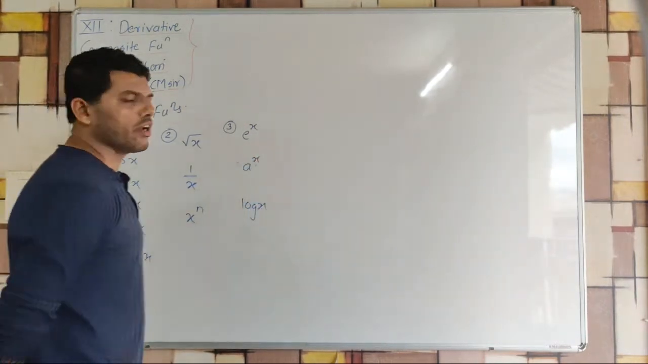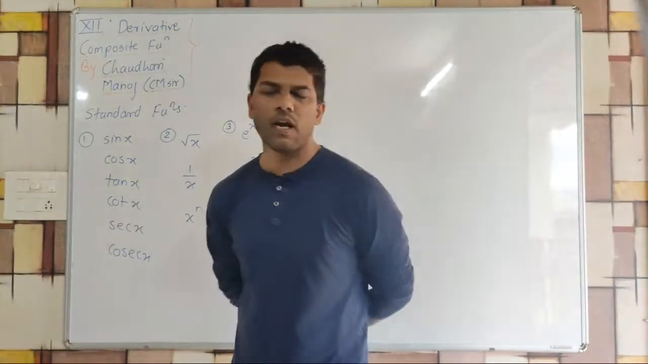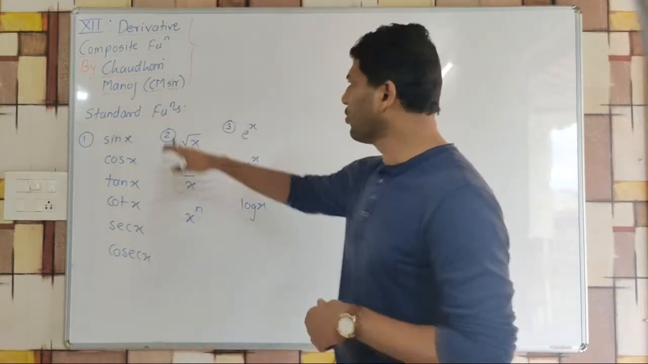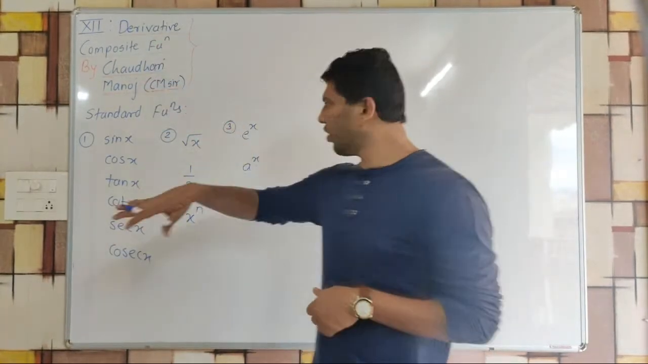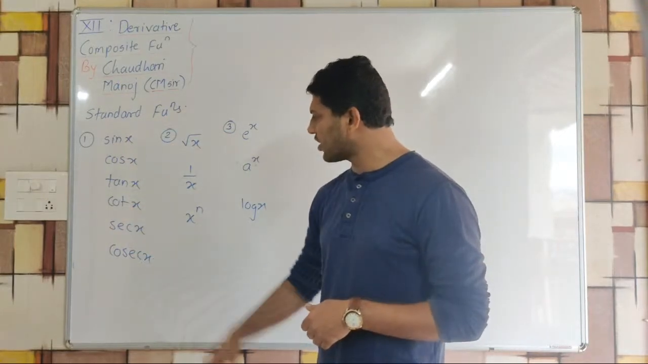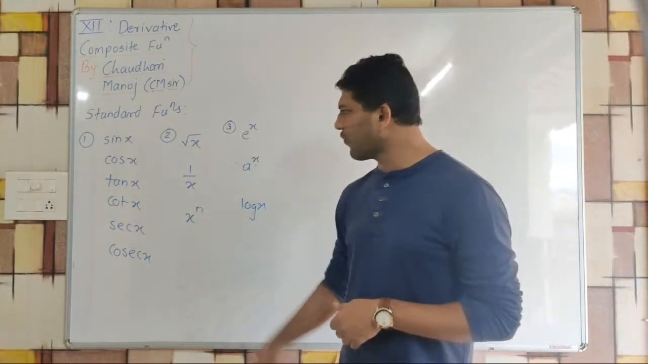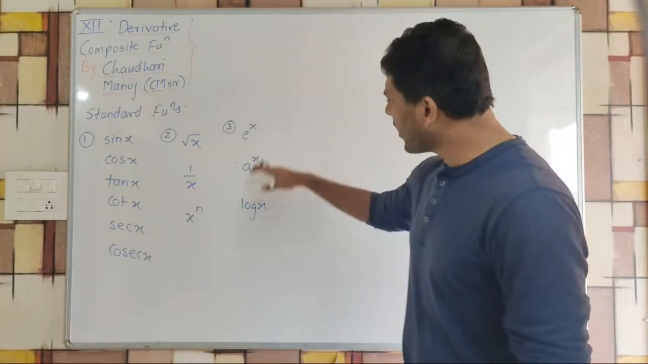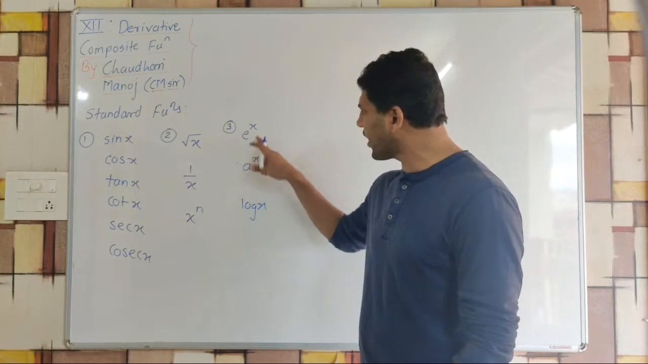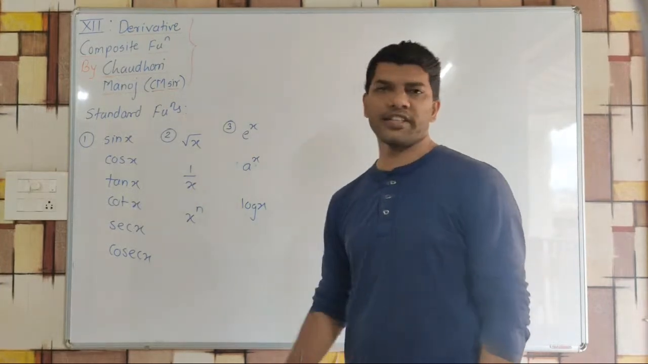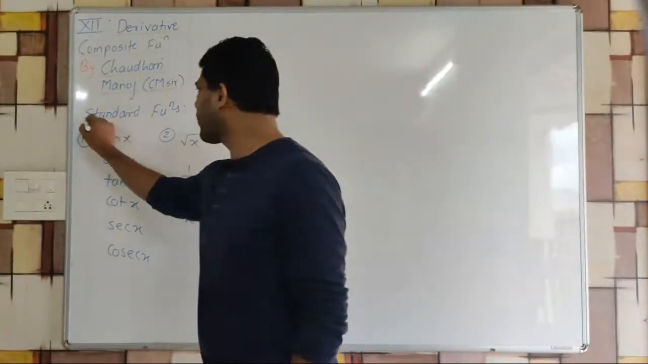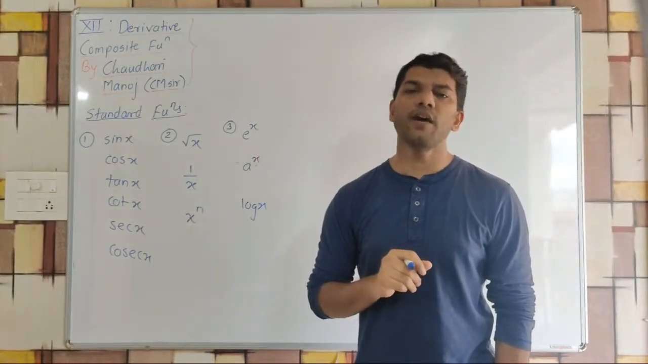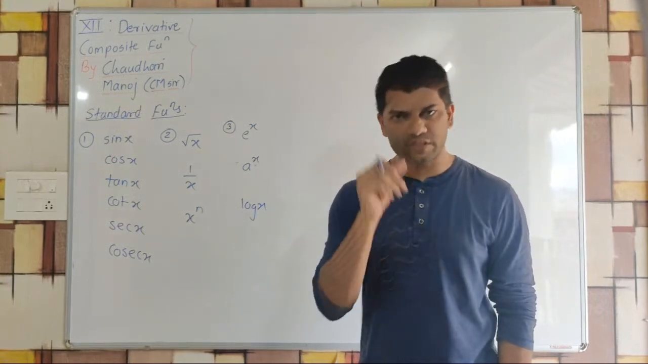See, there is a list of functions available, but out of these I am taking a few specific examples to understand this composite function. So this is the list of all six trigonometric ratios. I am also considering a few algebraic functions, like root x, 1 upon x, or x raised to n. Or let's consider a few exponential and logarithmic cases like e raised to x, a raised to x, and log x. So I'm assuming these few examples and treating them as standard functions.